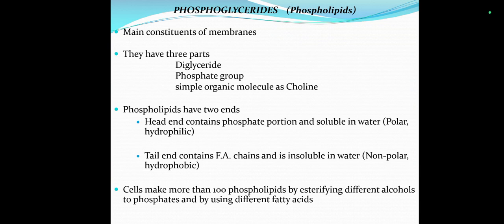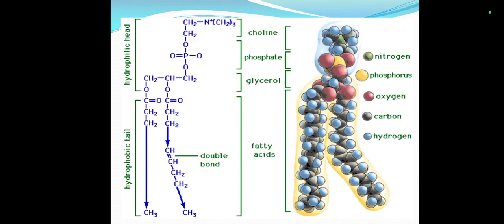The main compositional element of the cell membrane is the lipid bilayer. This lipid bilayer has a phosphate group, a diglyceride, and a simple organic molecule called choline. The lipid bilayer has two portions: a hydrophilic portion and a hydrophobic portion. The hydrophilic portion is made up of the phosphate portion, while the hydrophobic portion is made up of the fatty acid chain.